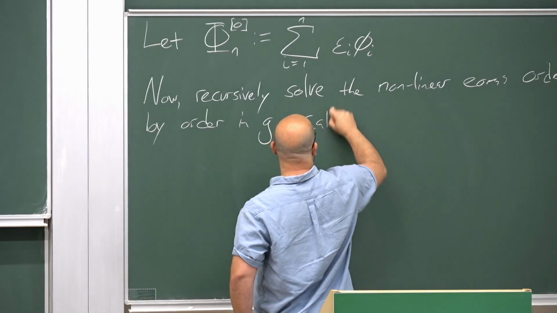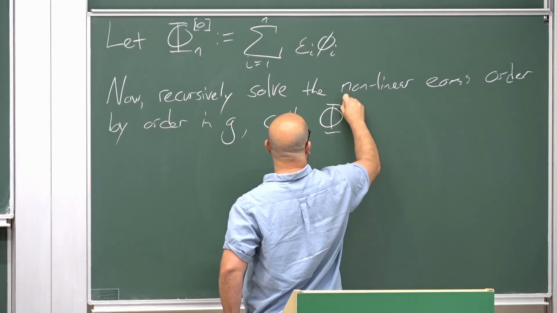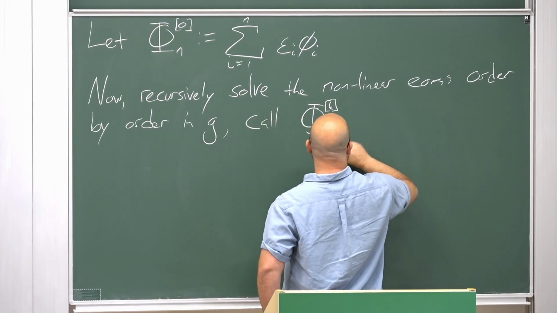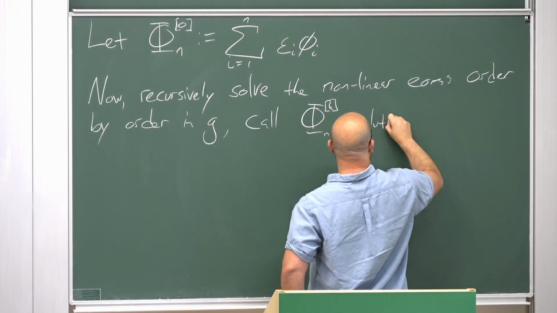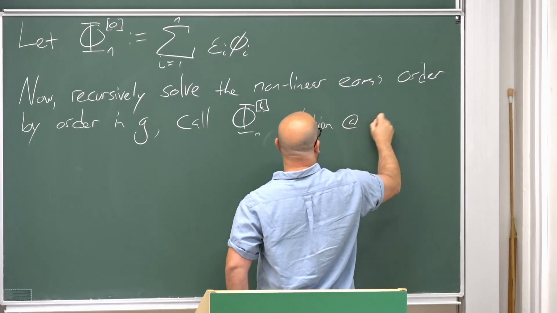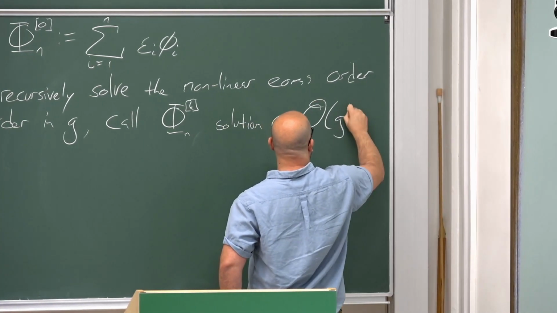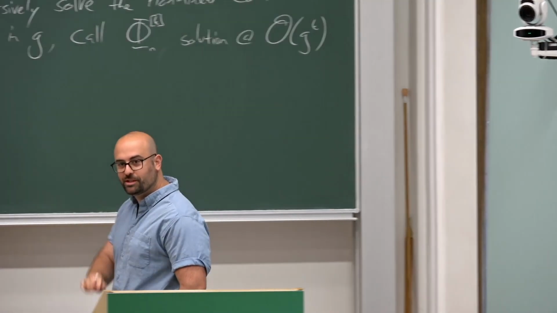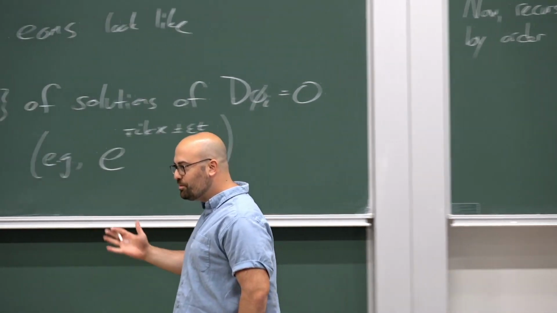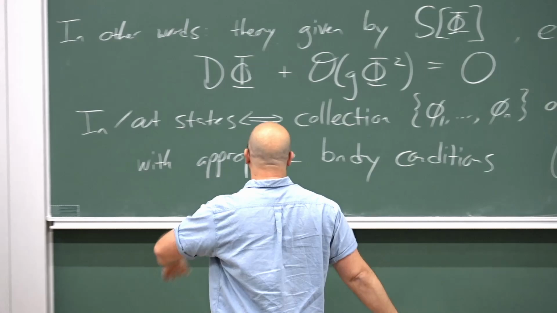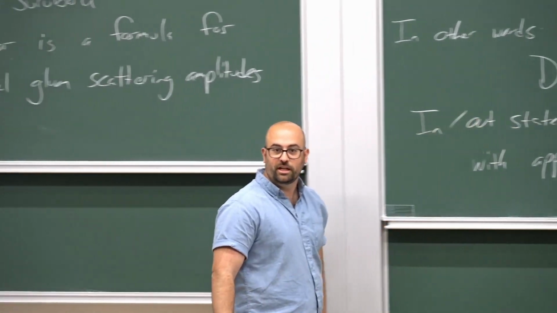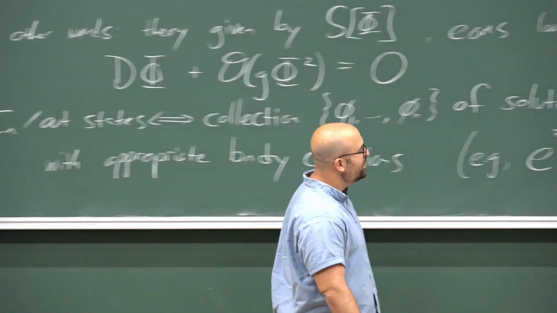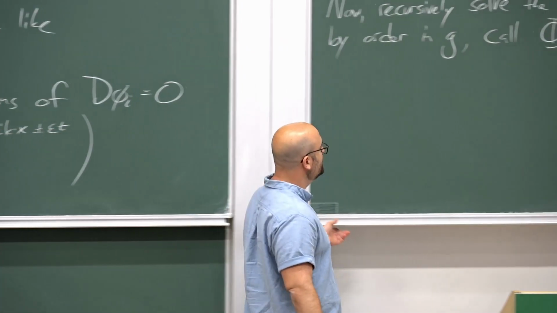And we'll call big phi, say kn, the solution at order g to the k. Okay? So this is something that in principle is just algorithmic, albeit perhaps painful. It involves inverting this linear differential operator, and you just proceed order by order, solving the nonlinear equations of motion.